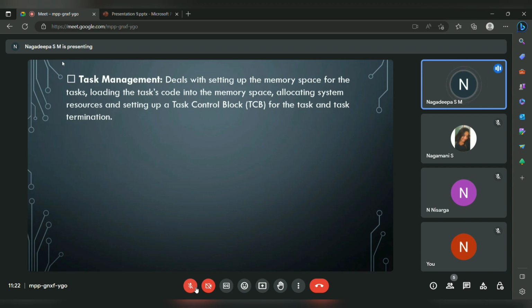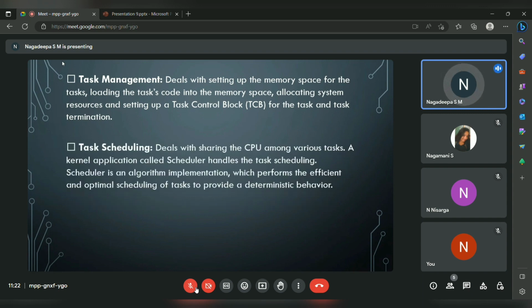Task management deals with setting up the memory space for the task, loading the task's code into the memory space, allocating system resources, setting up a task control block, that is TCB, for the task, and task termination. What is task scheduling? It deals with sharing the CPU among the various tasks. A kernel application called the scheduler handles the task scheduling. The scheduler is an algorithm implementation which performs efficient and optimal scheduling of tasks to provide deterministic behavior.